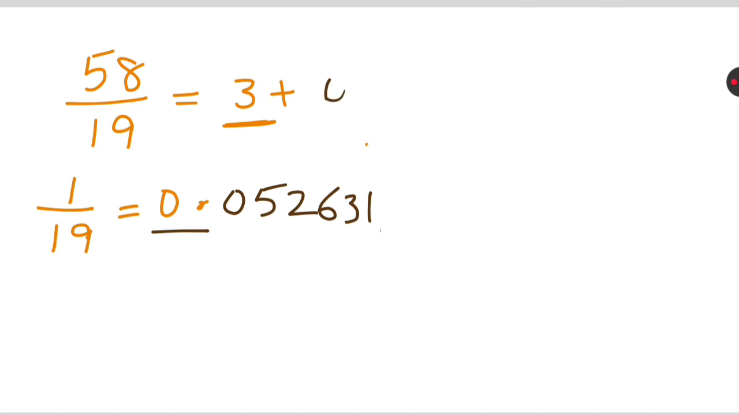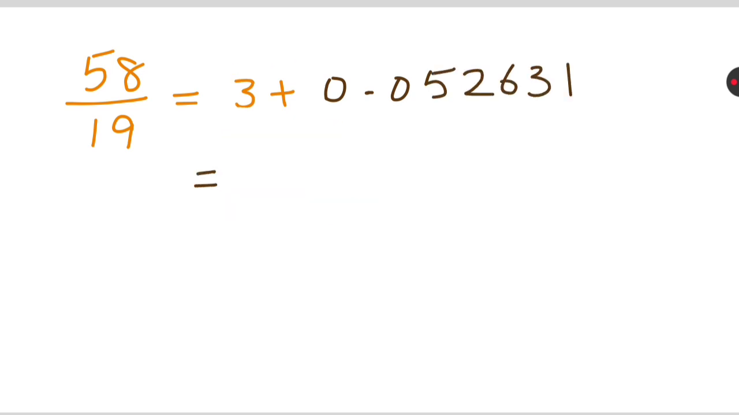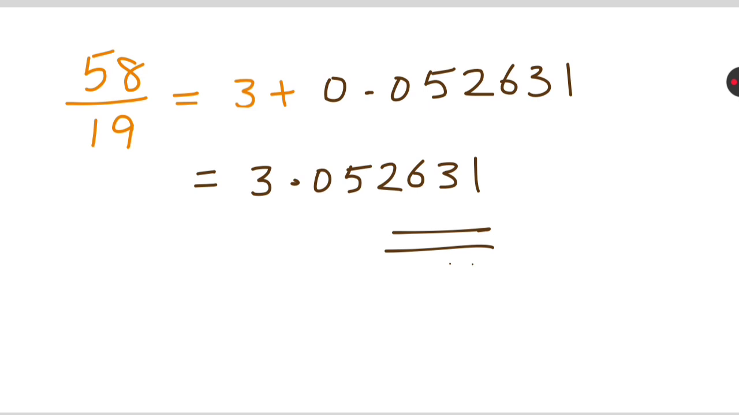So what is the result? 0.052631. Then after that you have to add plus 3. 58 divided by 19, the result is 3.052631. That's it.